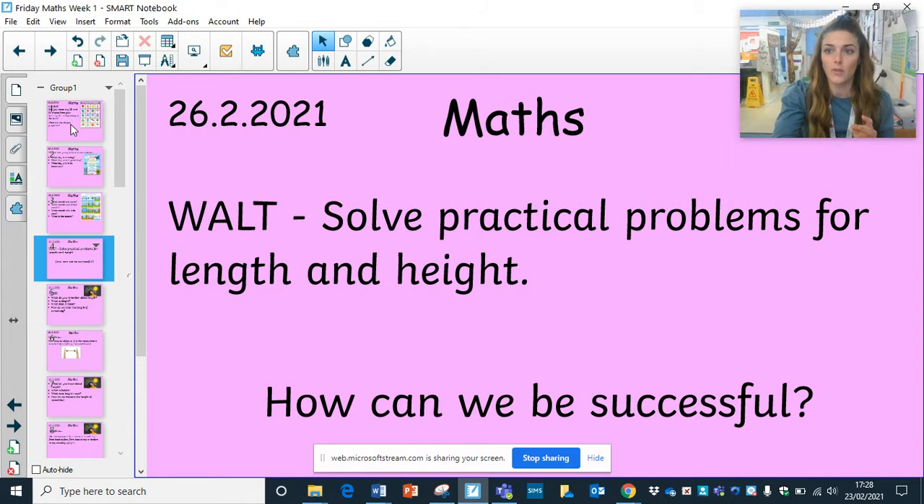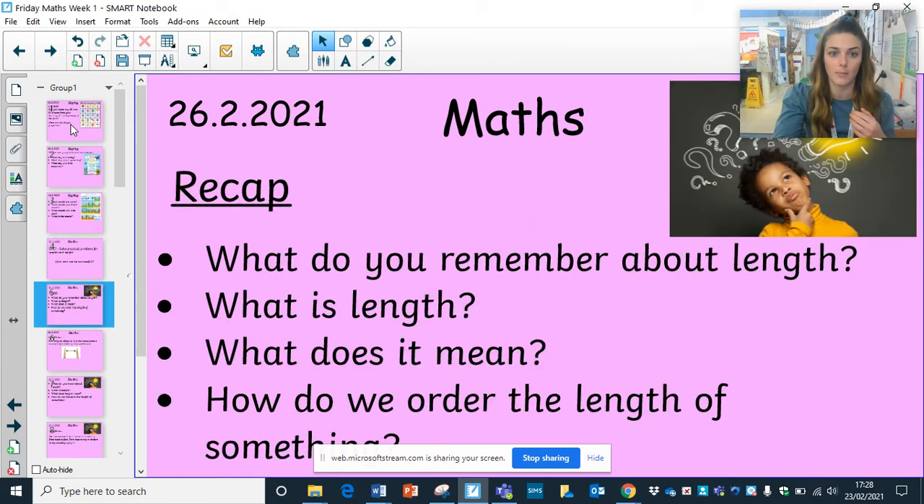And then moving on to the learning today. So we are learning to solve practical problems for length and height. So how can we be successful? We need to know the difference between length and height. What we're going to be learning is recapping what length is, what height is, and then we're going to look at some word problems, some questions, and see if we can remember and use our knowledge and understanding of length and height to know which we are measuring or working out and how to do that.